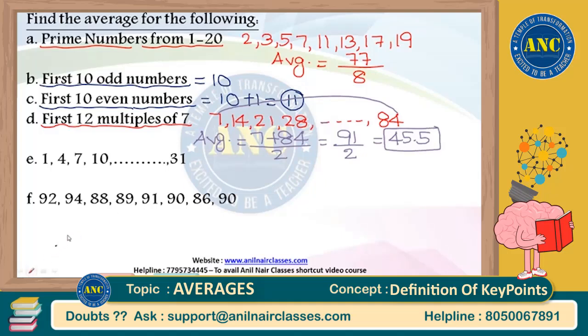Similarly, same logic please apply for your fifth question. Your fifth question is 1, 4, 7, 10, etc. till 31. This is also in arithmetic progression. Average is nothing but first term plus last term by 2.